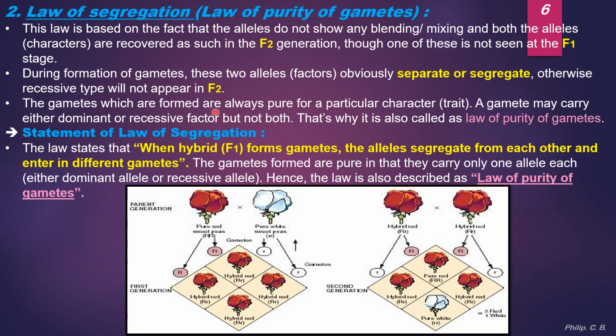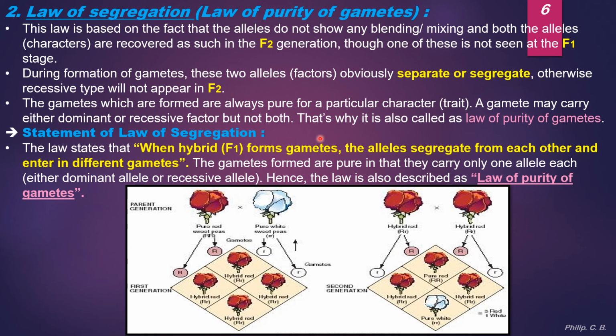The gametes which are formed are always pure for a particular character or trait. A gamete may carry either a dominant or a recessive factor but not both. That's why it is called the law of purity of gametes. So as mentioned over here, the character which is seen or observed is the dominant one, and the other one is the recessive one, and both are always pure. As mentioned in the first point, they do not blend or mix with each other.